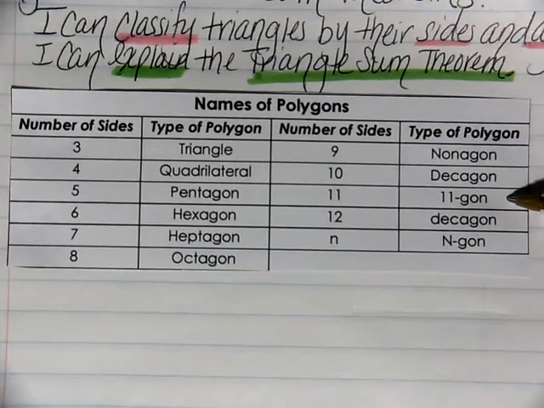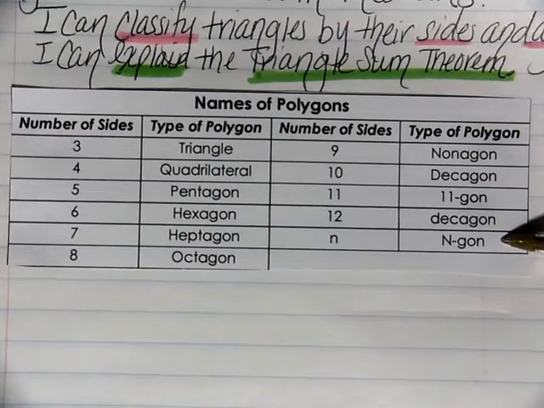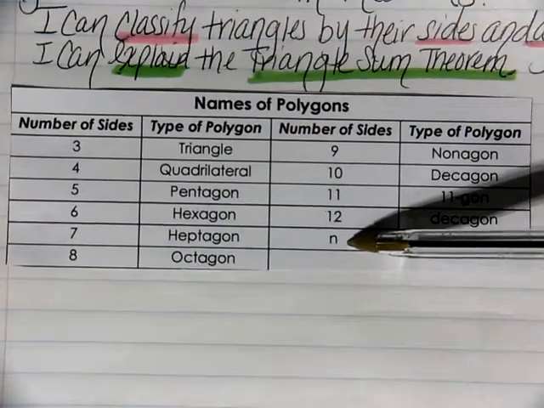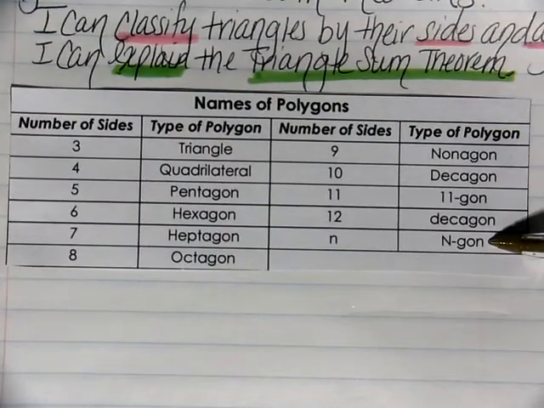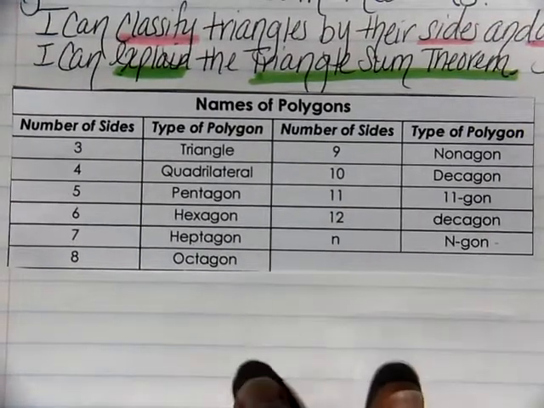11 doesn't have a name. We call it just an 11-gon. 12 is called a dodecagon, and anything after 12 is called an n-gon, where it has n number of sides. So if we're talking about a figure that has 15 sides, we would call that a 15-gon. And this is just an introduction into all of the names of polygons.